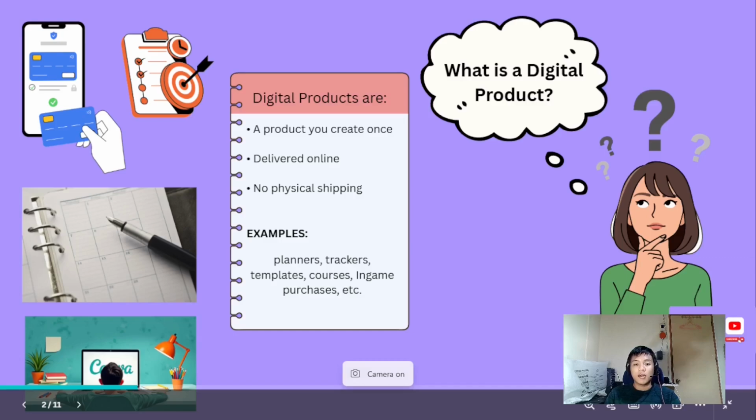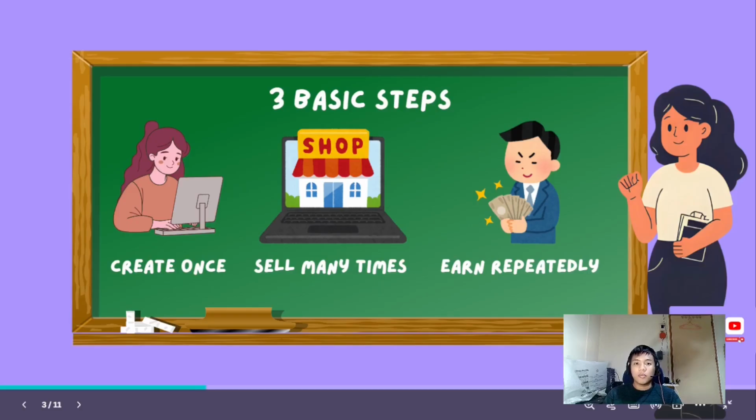So we have the best examples here, like planners, trackers, templates, courses, in-game purchases, and etc. The examples are not just limited to these because there are tons and tons of types of digital products out there. To put it simply, here are the three basic steps. The first one is that you create once. You create a digital product, and then the second is you sell it many times with different online shops, or even just one online shop can actually work.